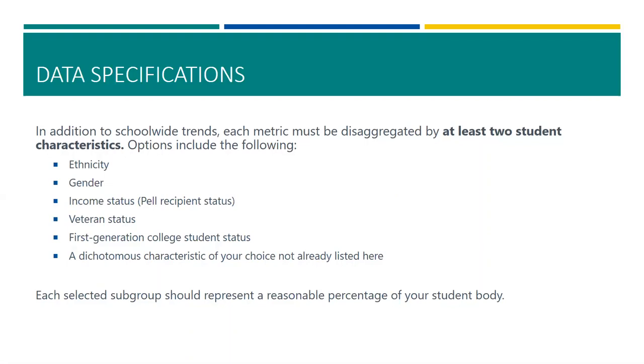I will caution that each of your selected subgroups should reflect a reasonable percentage of your student body. So for example, if you have 5,000 students at your institution, while we care deeply about the outcomes of all of your students, if you have a subgroup that only has an N size of 10, that's not particularly representative of your student population, and we caution you against using something that small.